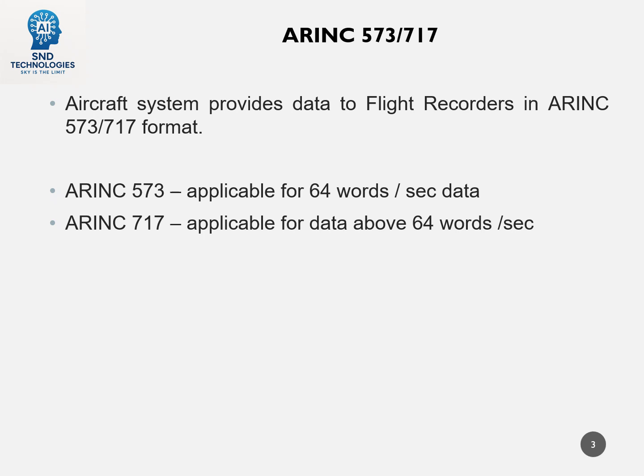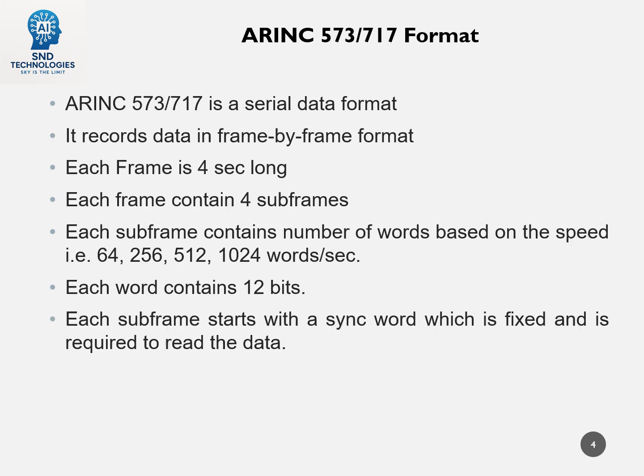What is 573 and how it is configured. So 573, when it was initially designed, the number was 573, and it was recording at 64 words per second. Later on, when the speed of the data increased, it was renamed to Arinc 717. So normally you will see Arinc 573/717. So 573 is only applicable for 64 words. Anything above 64 words, 717.